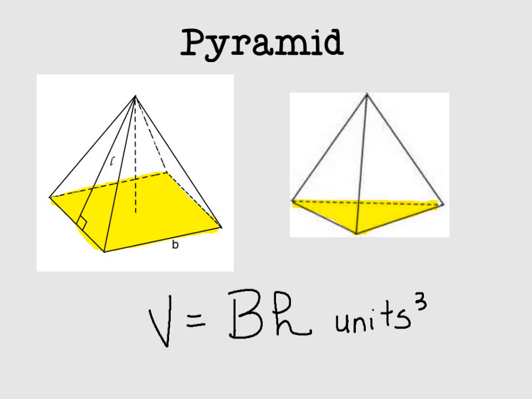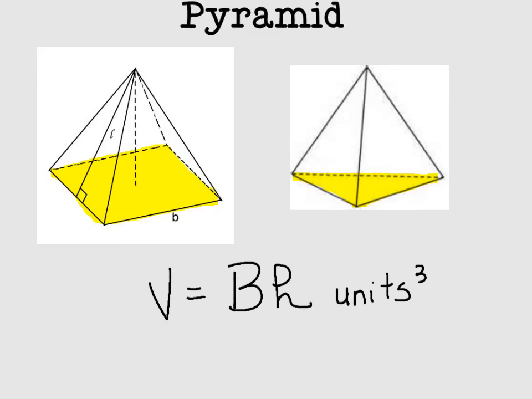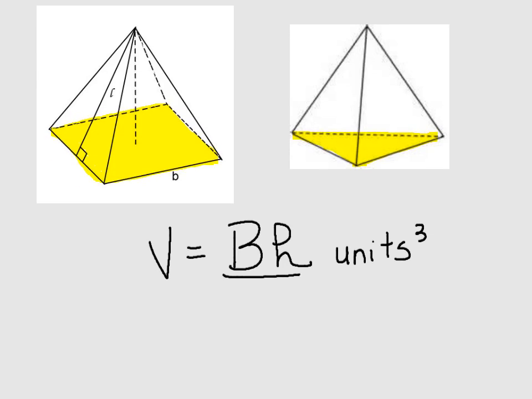The formula for volume of a pyramid is as follows. Please write it down. Volume equals capital B times H divided by 3. And as always, volume is in units cubed.